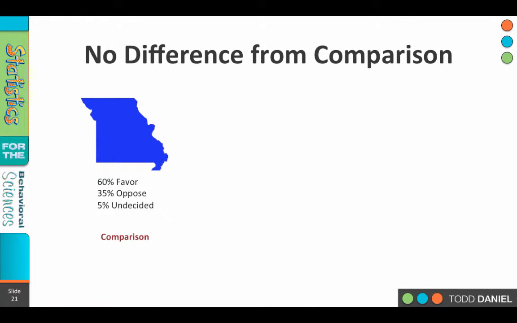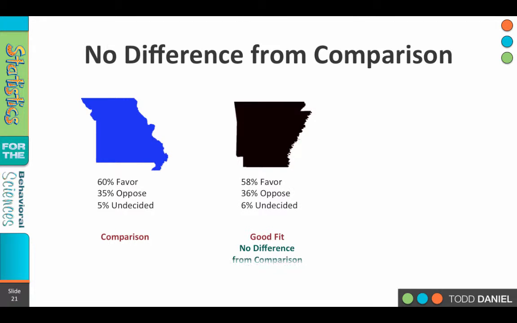Let me use an example to help illustrate what I mean by no difference from a comparison. Let's say that we know in Missouri there's this ballot issue where 60% of people favor, 35% oppose, and 5% are undecided. Those are going to be our comparison values. When we do the survey in Arkansas, we find that 58% favor, 36% oppose, and 6% are undecided. Is that a good fit? Yes, it is. It is not much different from the comparison. Small differences, slight differences, but it's a good fit.